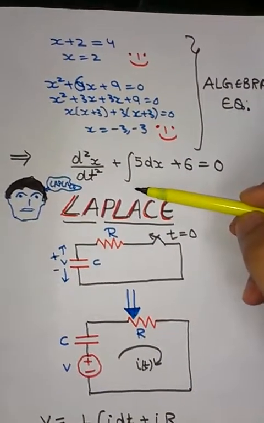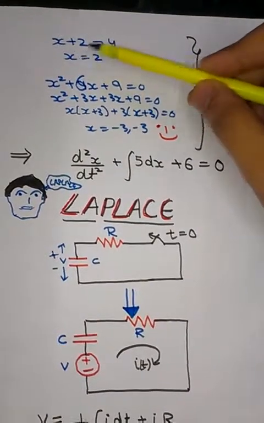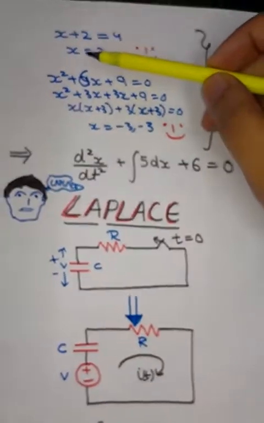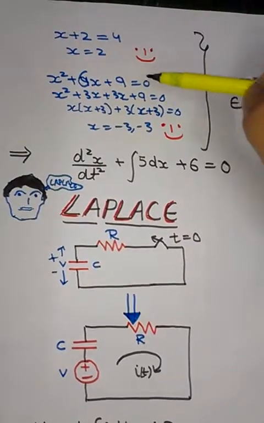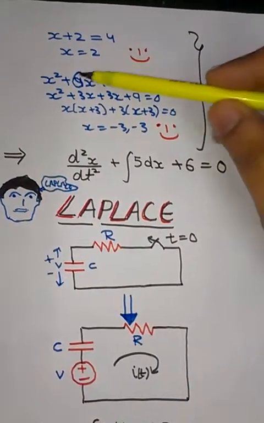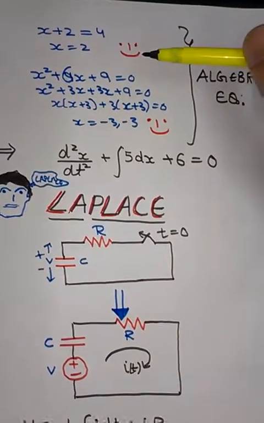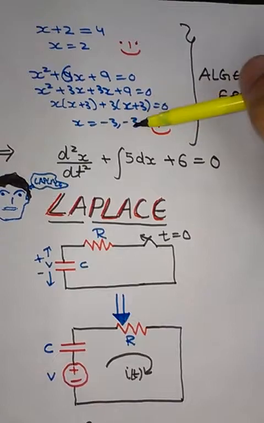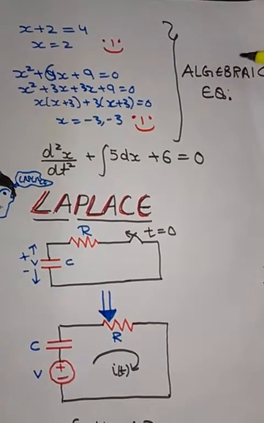First of all, I'll give you a very easy question: how will you solve this equation, x plus 2 equals 4? You are happy to solve this and you get x equal to 2. In the next equation, x squared plus 6x plus 9 equals 0. Again, you are really smart and can solve it within seconds: x equals minus 3 and minus 3. These are called algebraic equations.